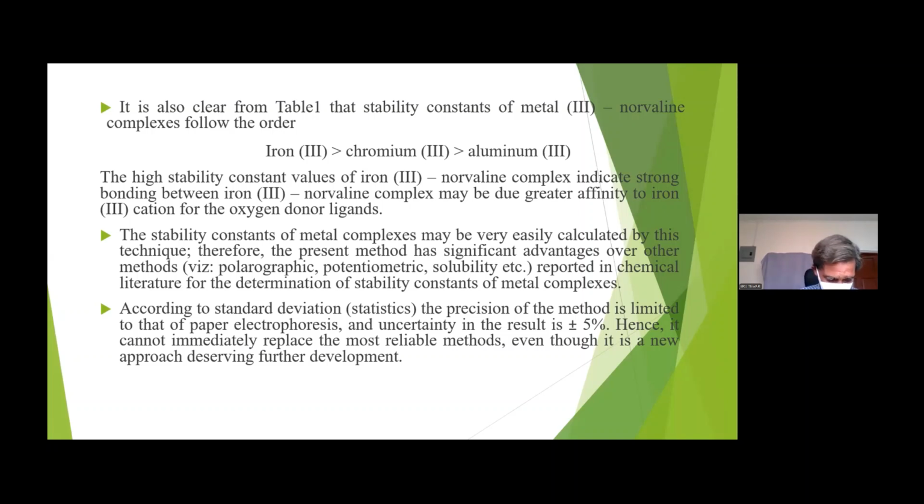There are so many methods reported in chemical literature for the determination of stability constants. According to standard deviation statistics, the precision of the method is limited to that of paper electrophoresis, and the uncertainty in the result is plus or minus 5%. Hence, it cannot immediately replace the most reliable methods, even though the new approach allows further development.